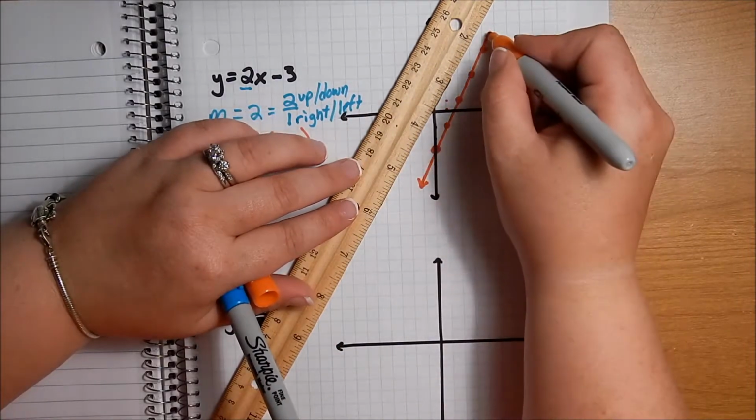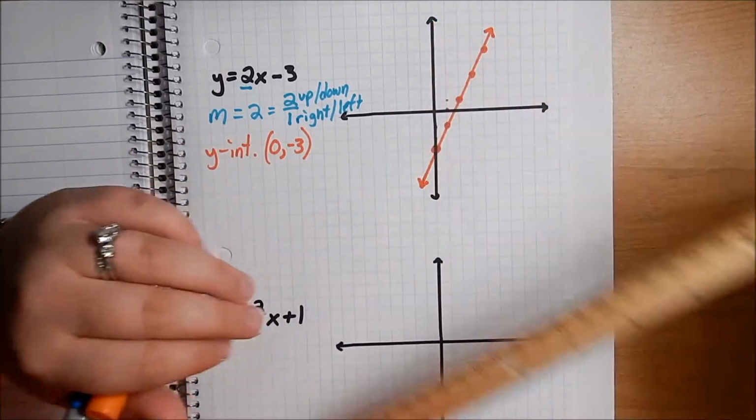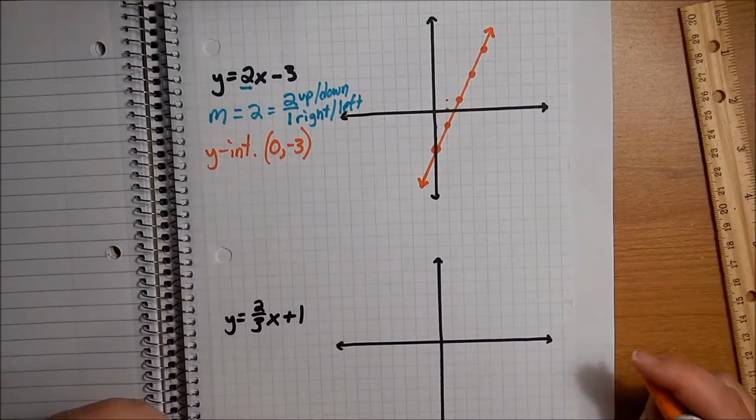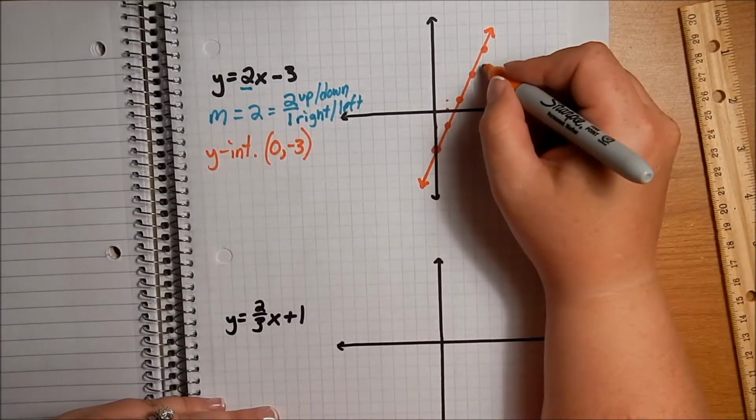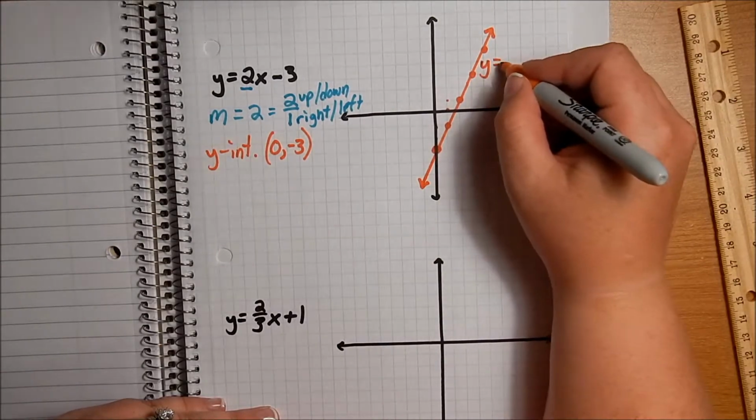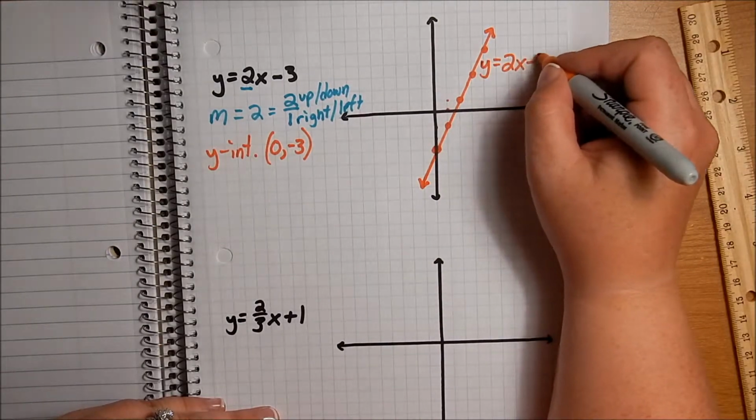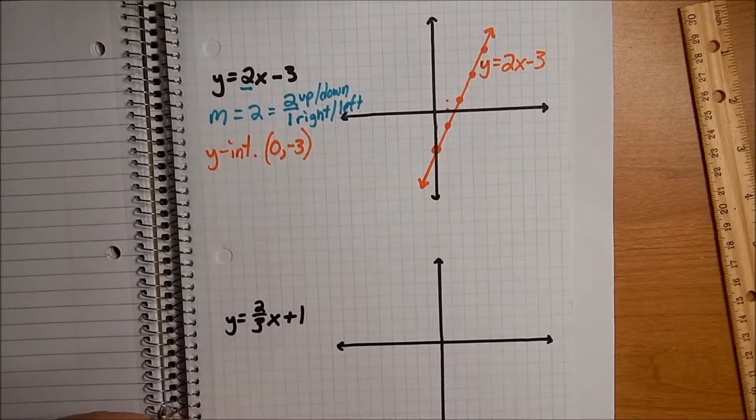When you're drawing a line, you want to put arrowheads on both ends because lines do continue on forever. And it's always a good idea to label your line. There it is. So we have now just graphed y equals 2x minus 3.